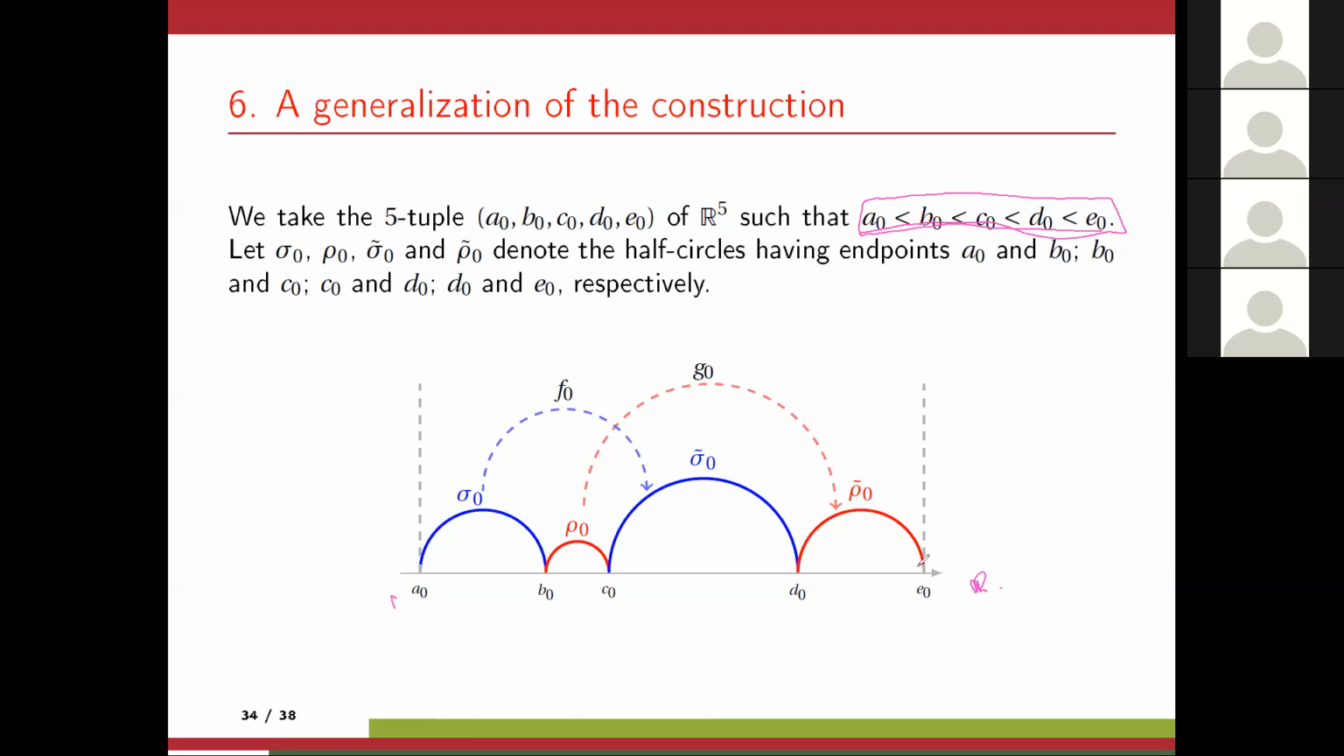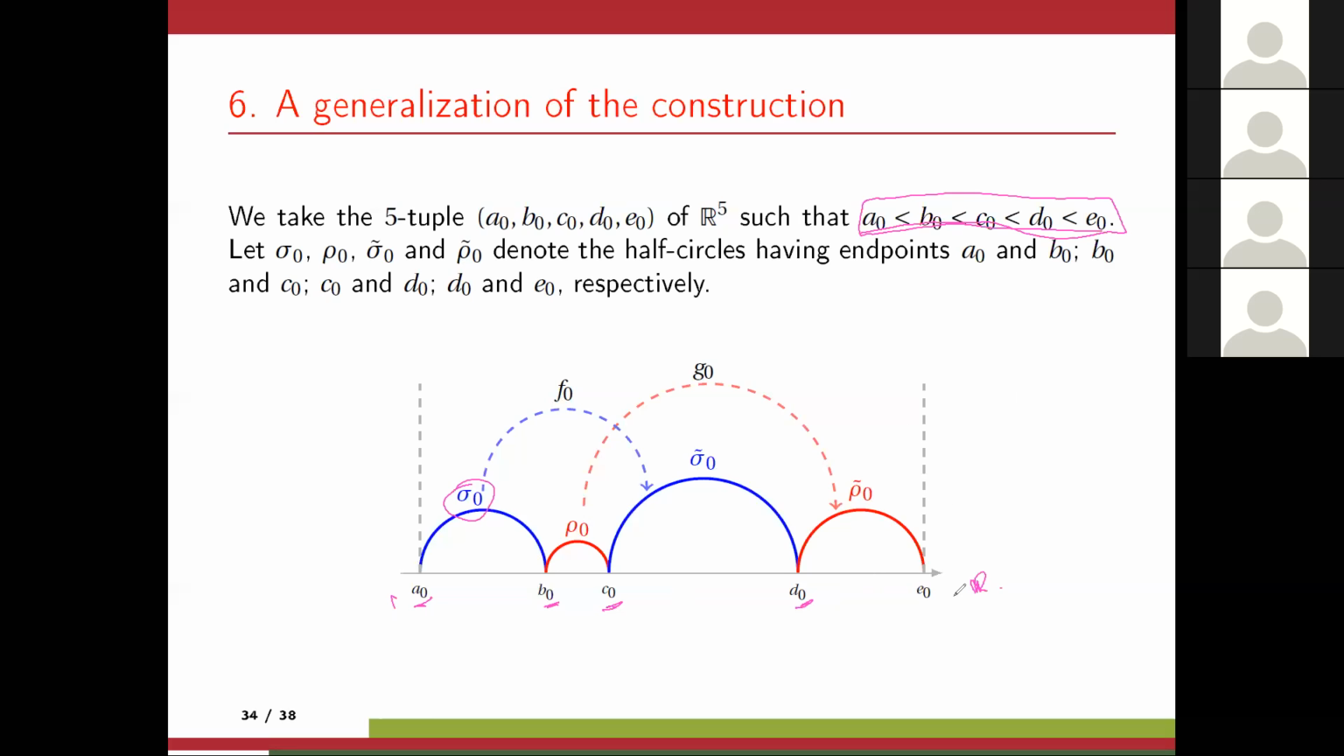Now we draw special half circles. The first half circle is sigma 0, having endpoints A0 and B0. The second one is rho 0, having endpoints B0 and C0. The next half circle is hat sigma 0, having endpoints C0 and D0. And the last one is the half circle hat rho 0, having endpoints D0 and E0.